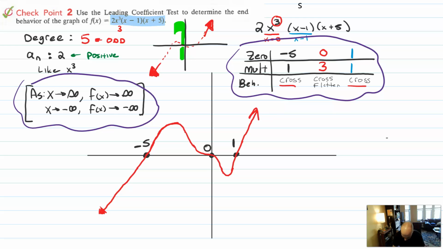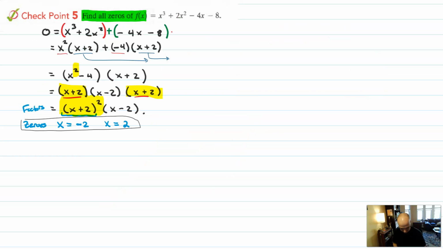I'll just redraw that arrow. And the end behavior on the other side agrees with what we said we should have. So we have the correct left and right end behavior. We have the correct behavior at the zeros. That's a pretty good graph of f of x, or at least a sketch.